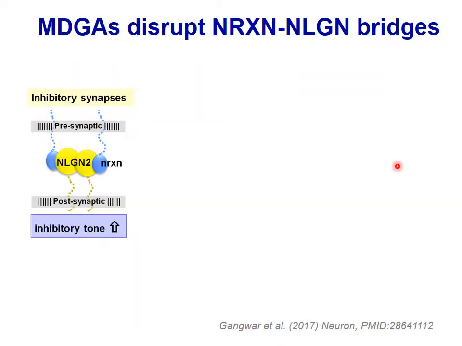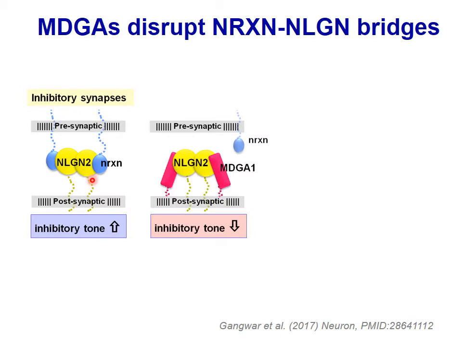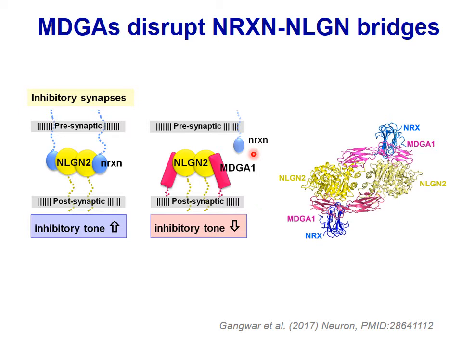For example, at inhibitory synapses, neuroligin 2 bound to neurexin, promoting inhibitory tone. However, MDGs, a third synaptic adhesion molecule, decreased inhibitory tone, and it was hypothesized to block neurexin and neuroligin transsynaptic bridges. Indeed, our lab revealed the molecular mechanism by which MDGs, here in magenta, bound to the neuroligin, this yellow dimer, blocking the recruitment of neurexin, in blue here.